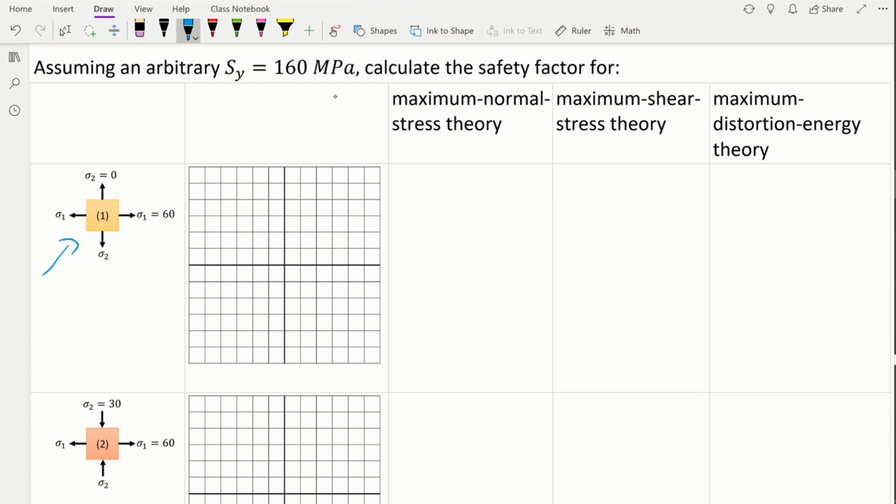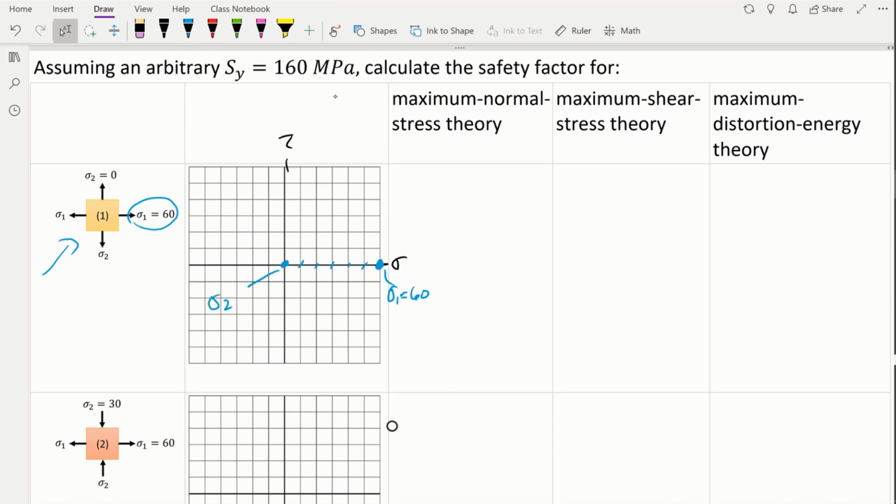And it says that sigma 1 is positive 60. Let's go ahead and plot that point. So I have here already a little grid line. We'll put sigma, remember, on the x-axis and tau on the y-axis. Now let's plot 60. So 10, 20, 30, 40, 50, 60. So this is sigma 1 equal to 60. Sigma 2 is 0. So that's this point over here. This is sigma 2 equal to 0.